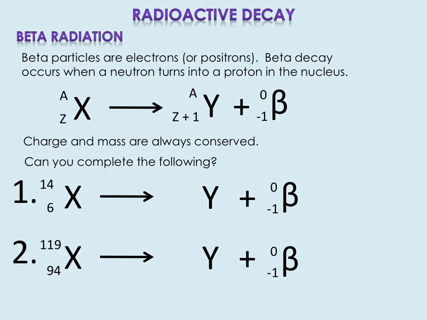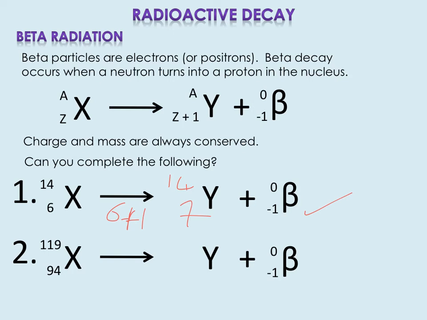So in the first example, remember that our nucleon number stays the same. So we're just going to have 14 here, because it's just the same. Whereas our proton number, we have to add 1 to. So 6 plus 1 gives us 7. Let's just check that. So 7 minus 1 will give us 6. So that is conserved, which is good. We move on to example 2.